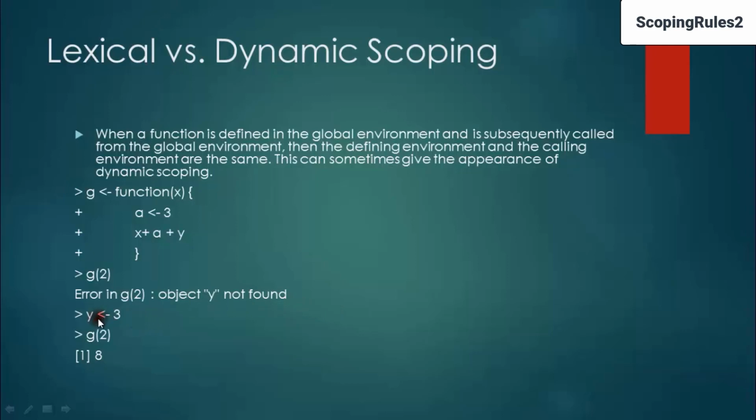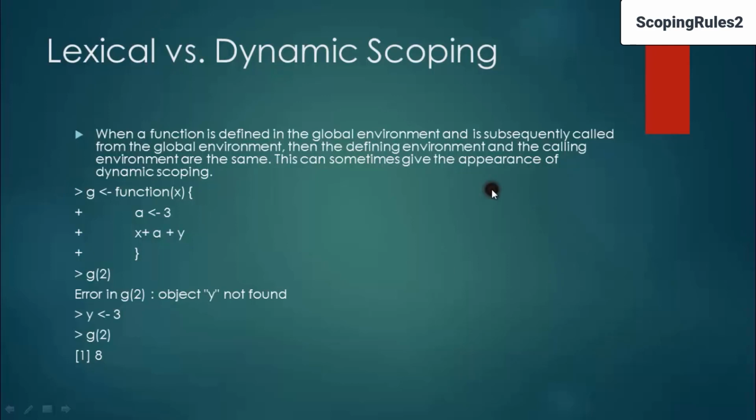So let's say I declare y equal to 3 outside. This is a global value which will be used in any function that refers to y. Now if you call g of 2 again, you will get x plus a plus y, which is 2 plus 3 plus 3. You'll get 8. That clearly explains the scope of each variable defined in your program.